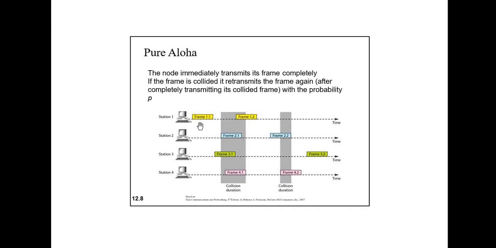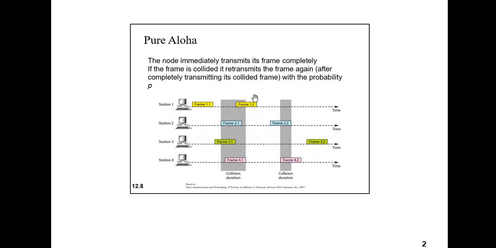In this example, frame 1.1 is not collided with any other frames from any other stations. Frame 3.2 and 1.1 alone have been successfully transmitted to the receiver. All other frames, a total of 6 frames, are collided. Frame 1.2 is collided with frames 2.1, 3.1, 4.1 and so on. The gray shaded portion is the collision duration.